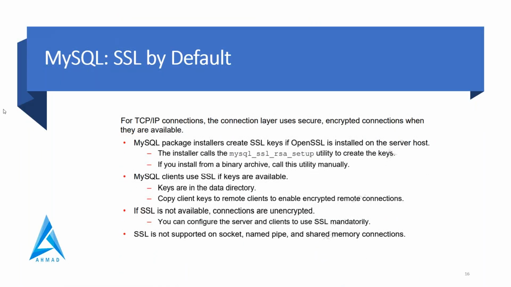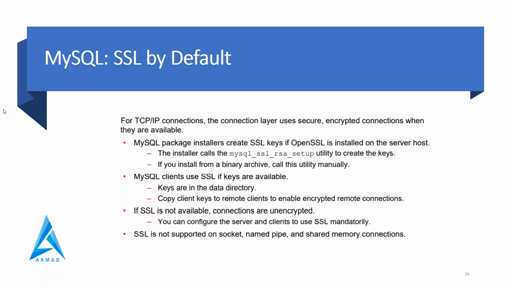So, MySQL SSL by default. For TCP/IP connections, the connection layer uses secure encrypted connections when they are available. In that case, the MySQL package installer creates SSL keys, and if OpenSSL is installed on the server host, the installer calls the mysql_ssl_rsa_setup utility to create the keys. If you install from a binary archive, call this utility manually.